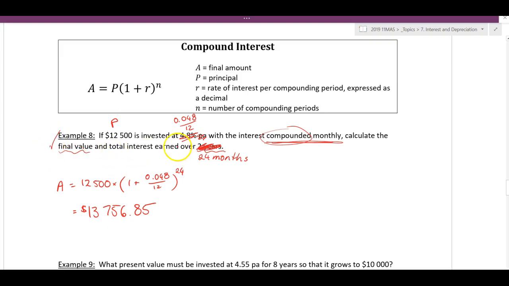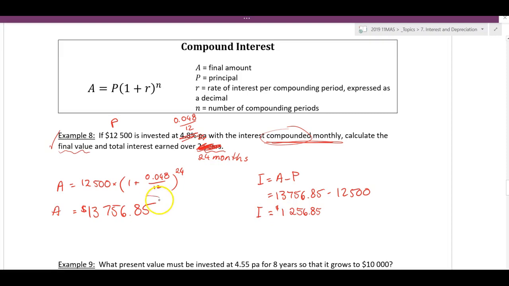The interest earned, my interest is going to be the amount minus the principal. What I finished with minus what I started with is how much it increased. So that's equal to 13,756.85 minus 12,500. And we can do this without a calculator, and we see that it's $1,256.85 is the interest earned.